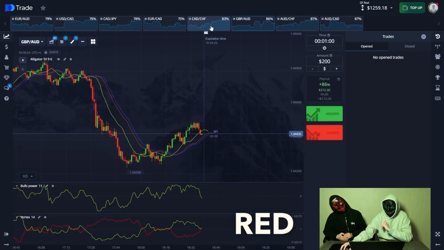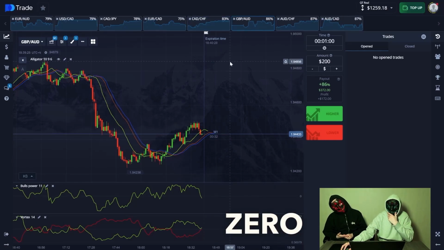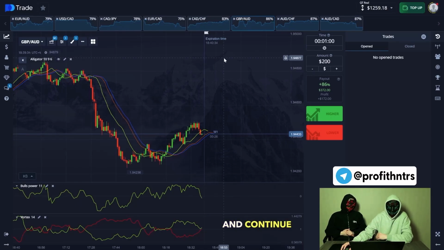So friends, red made 2 great trades. Unfortunately, one of his trades ended at 0, but it's okay, it happens. The main thing is that we haven't lost a single cent, not a single dollar, and continued to trade.